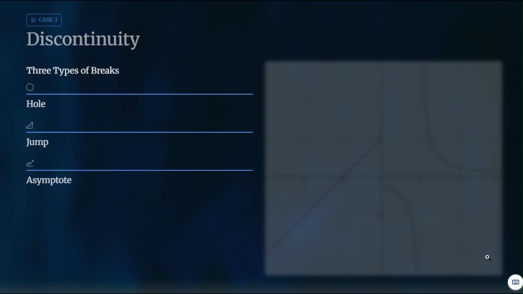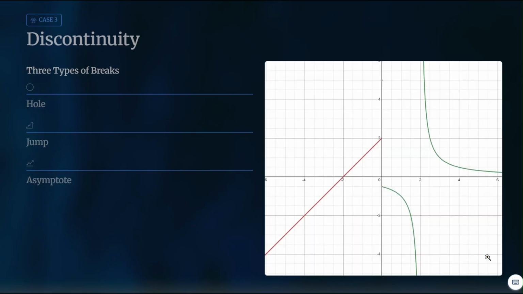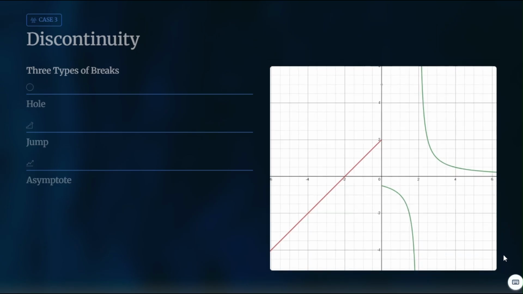Here's a third case: discontinuity. There are three types of breaks. A hole, that is a removable discontinuity where a point is missing. A jump, where the function suddenly leaps to a different value, as we can see here, when x equals 0. Or an asymptote, that is when the function approaches infinity. So in this case, at x equals 2, we have a vertical asymptote.